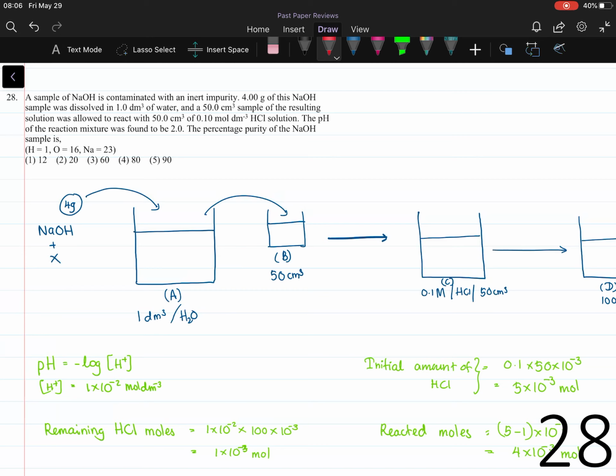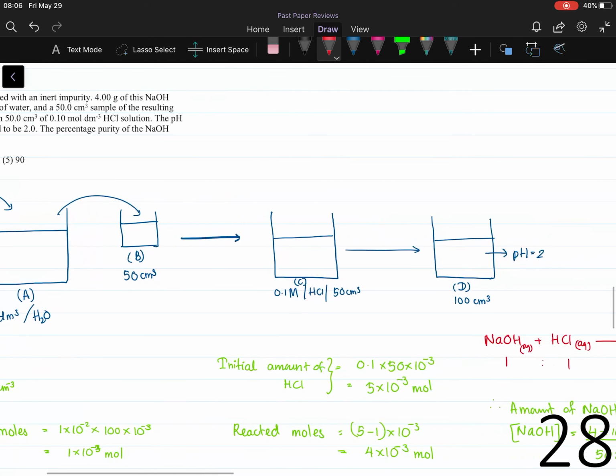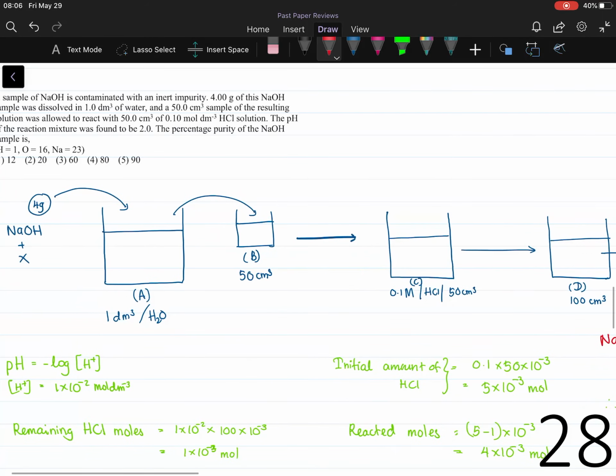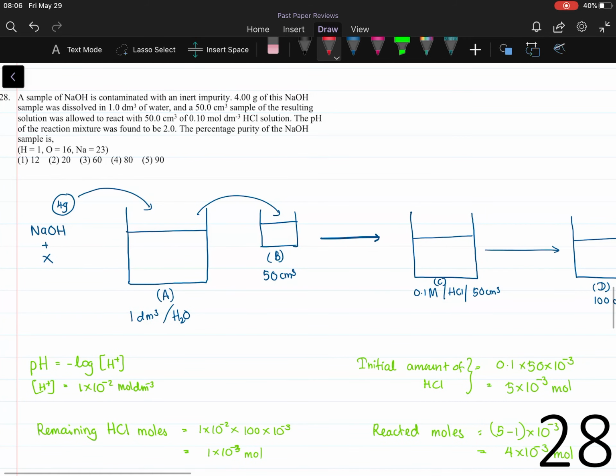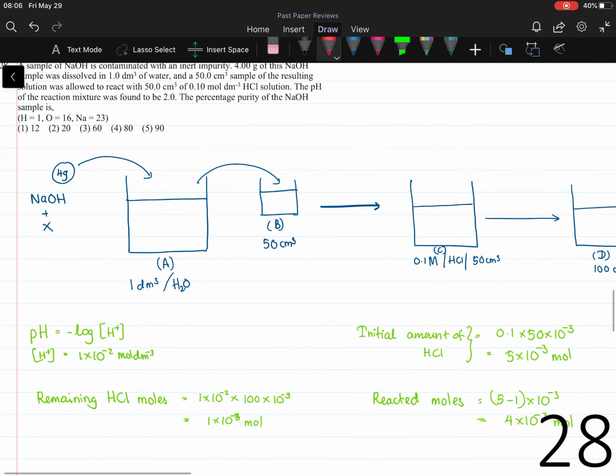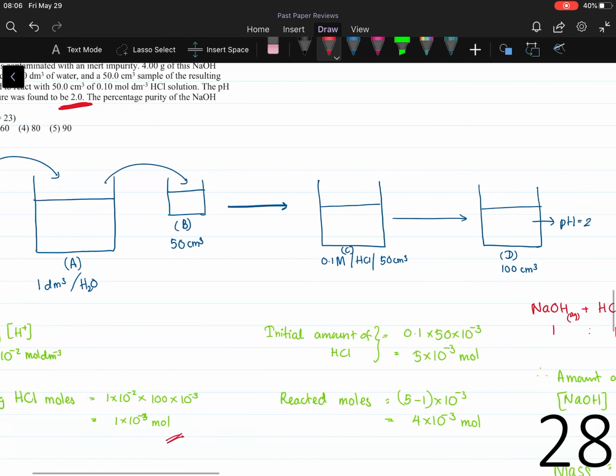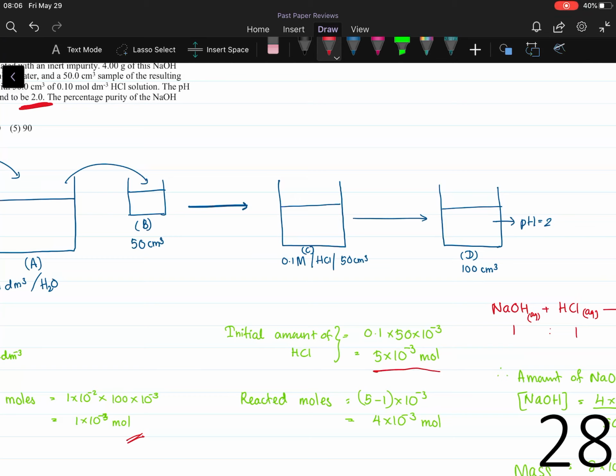First of all, it is advisable to draw a little sketch out of the data given to us. Alright, now let's move on to the calculation. We are given the pH of the last solution, which is 2. From that, we can calculate the remaining HCl moles. From that, we can calculate the initial number of moles of HCl. And from there, the reacted moles.